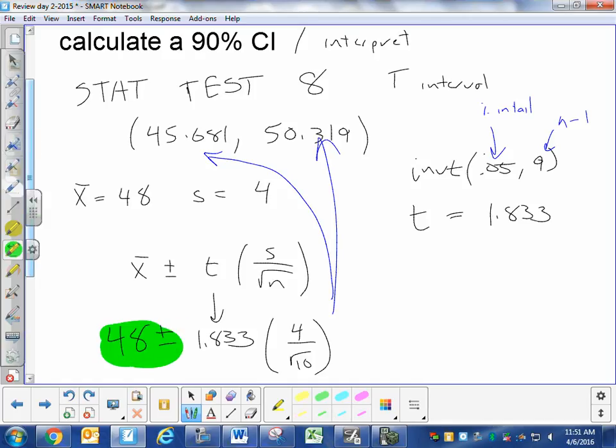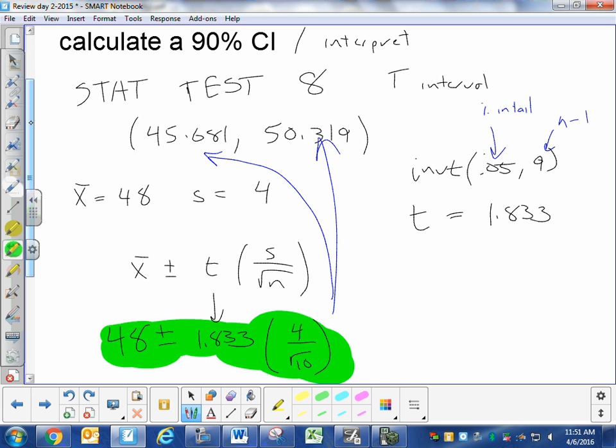This is going to be helpful because we might be asked for the margin of error of the confidence interval. Yes, you can subtract the two and divide by 2. Or we could do the 1.833 times 4 over root 10. That would be the margin of error.